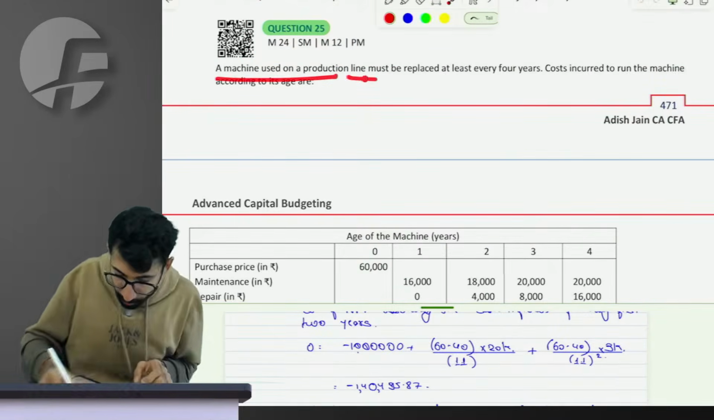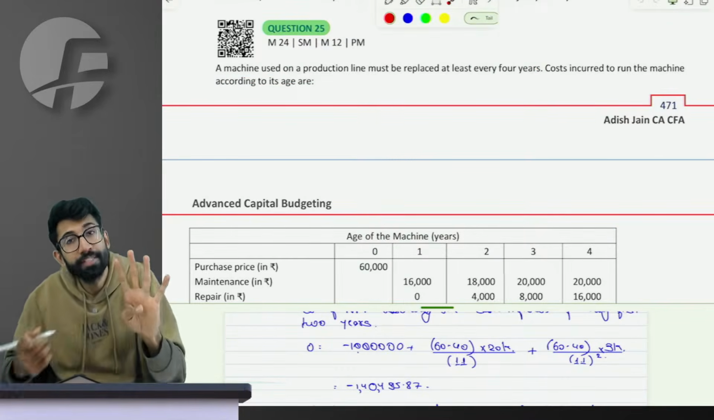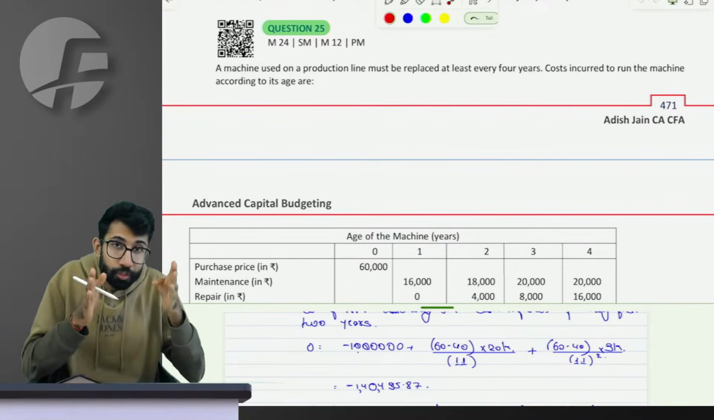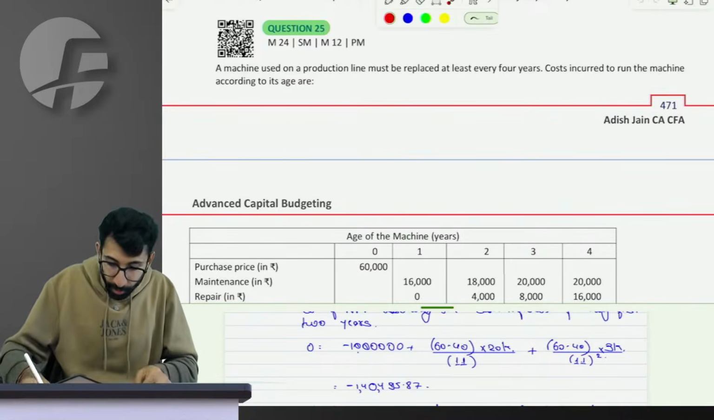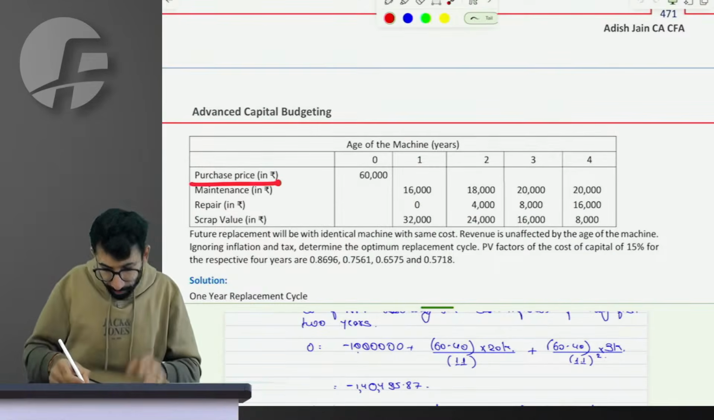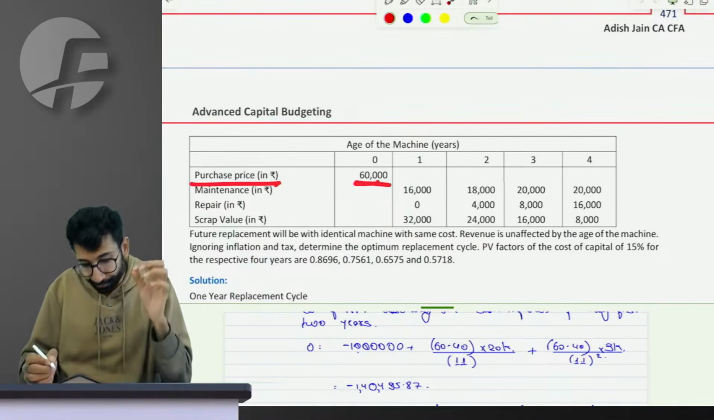A machine used for the production line must be replaced every 4 years. I need to replace this at least every 4 years. If you want, you can replace it after 1 to 3 years. Depending upon the cost of using it for how many years is the least, you make that choice. The cost incurred to run the machine is, to purchase it at any point, 60,000.